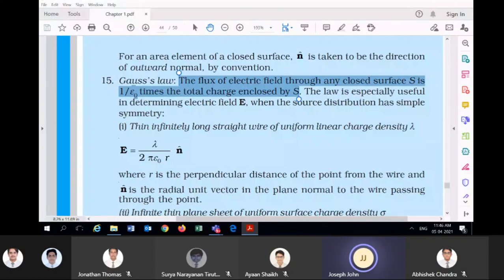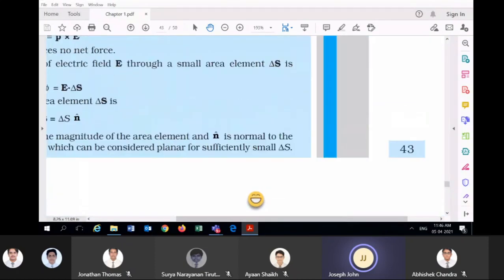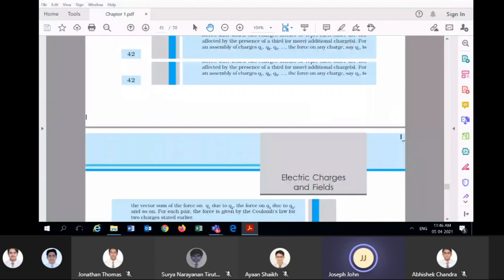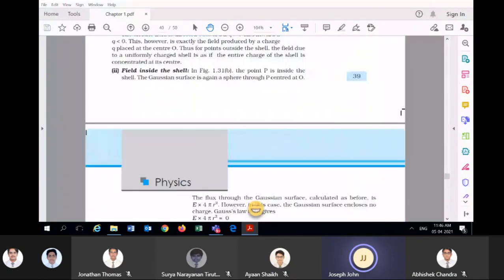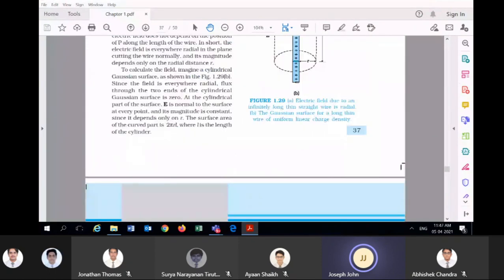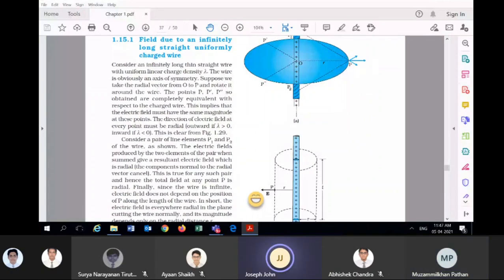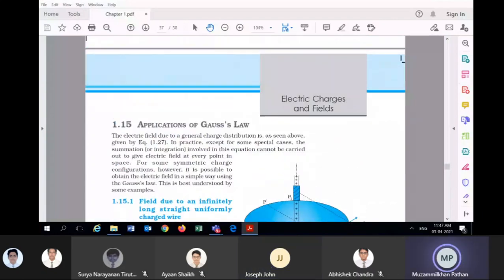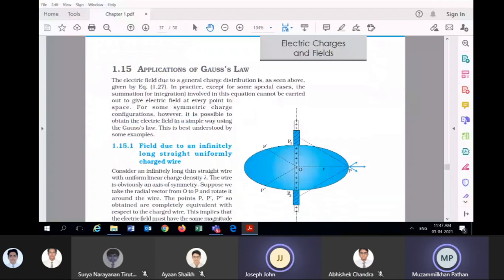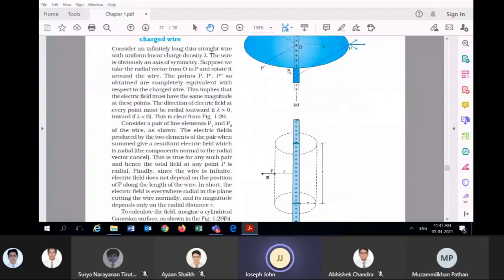The flux of electric field through any closed surface is 1 by epsilon 0 times the total charge enclosed by S. Finish? Okay. Then we come back to the textbook now. Sir, could you show that again, please? The flux of electric field through any closed surface is 1 by epsilon 0 times the total charge enclosed, please.